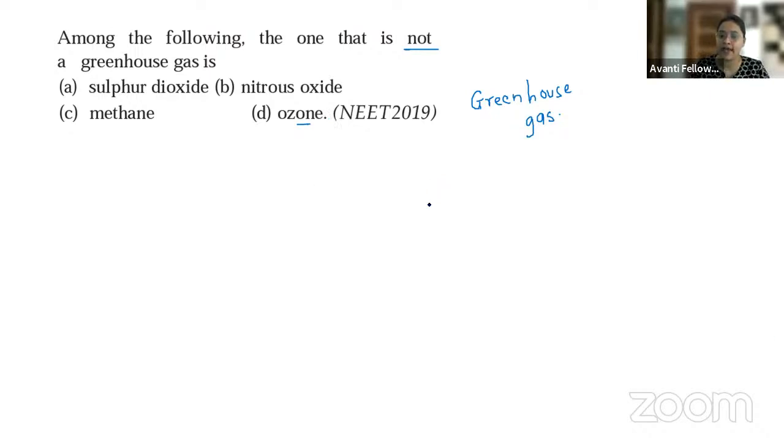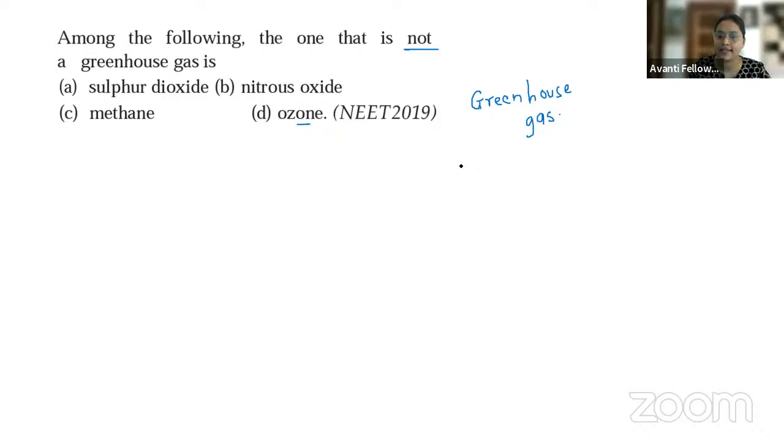So, gas क्या होते हैं? So there is a list of gases which are called greenhouse gas. Okay, someone has suggested that A answer will be correct. Okay, Divya. Okay. So now I will tell you the list of greenhouse gas. Okay, and you have to find out which gas is not present in that list.